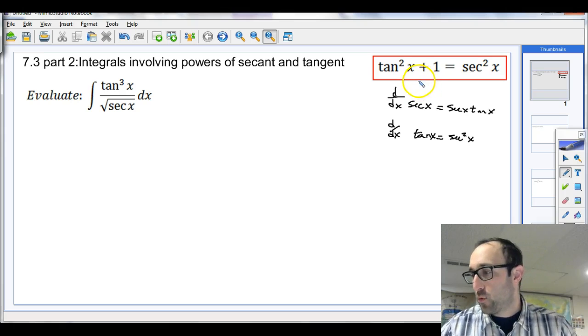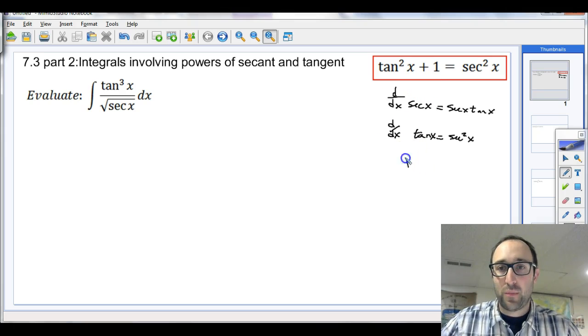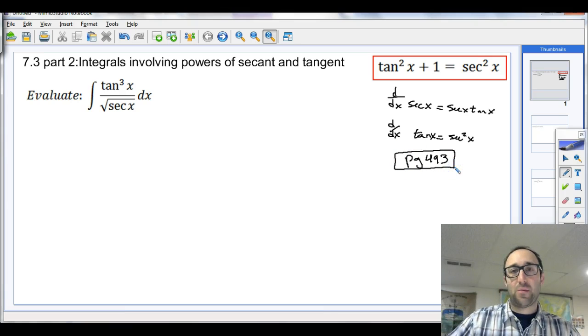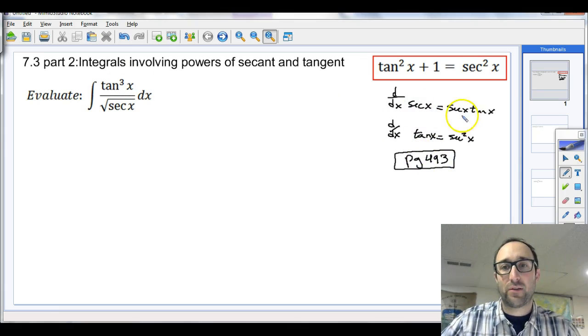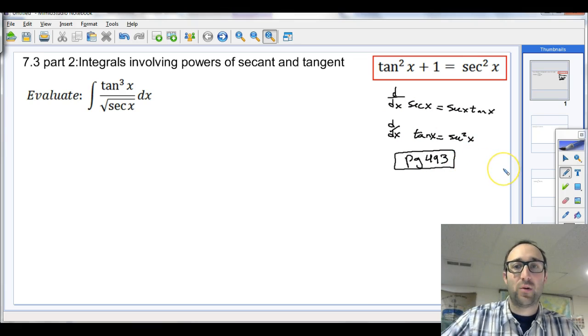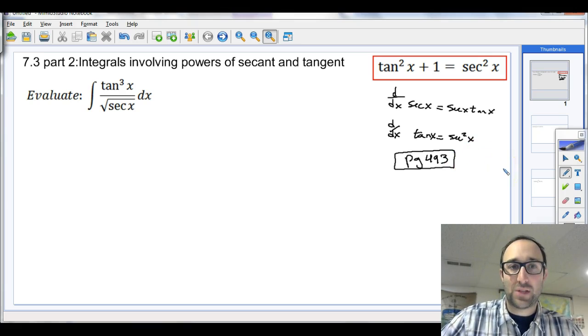On page 493, there are a whole bunch of examples for when you're given a cube or a square or something like that. What should you do to figure out some of these integrals? I recommend that you go to page 493 and look at those four, and then we'll actually do one with the fifth one, which is converting to cosine and sine.